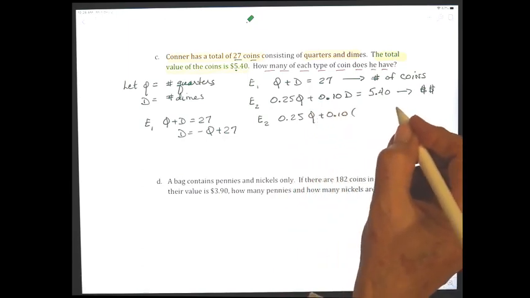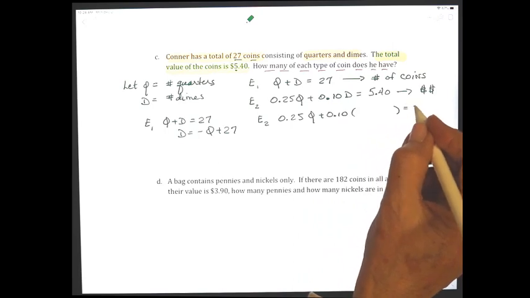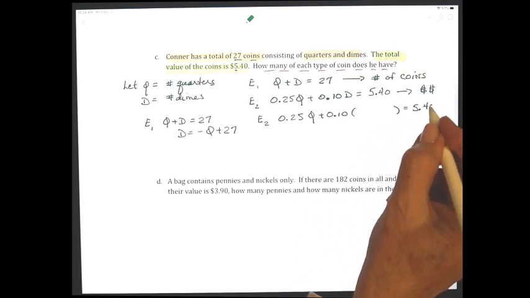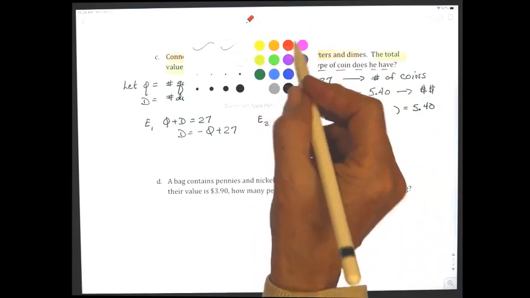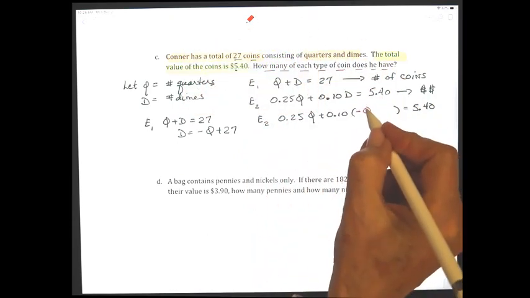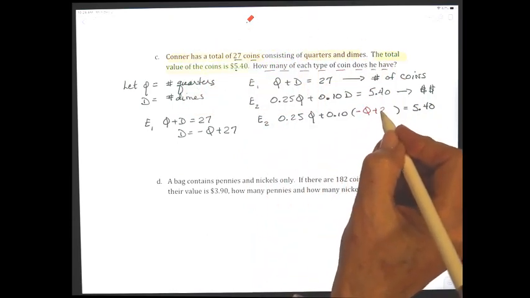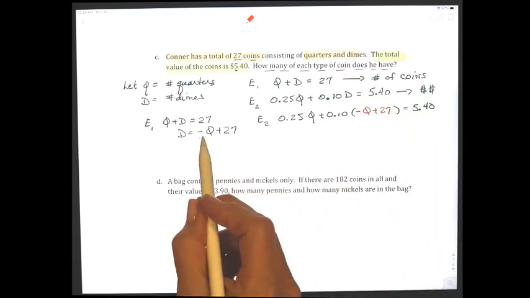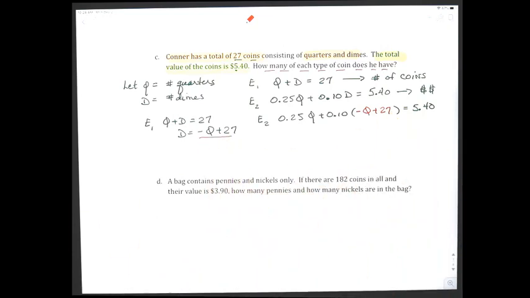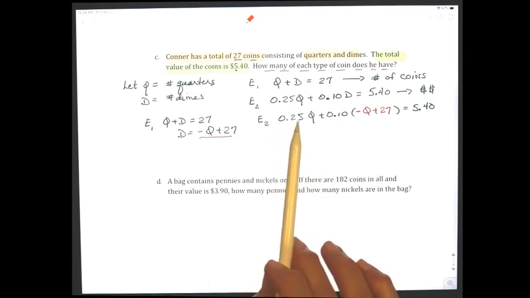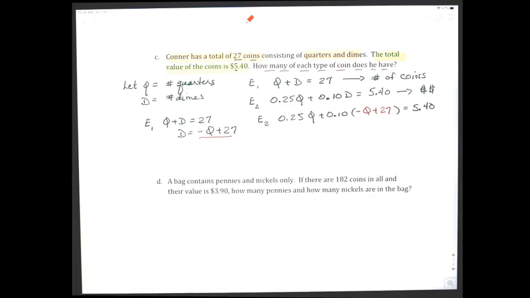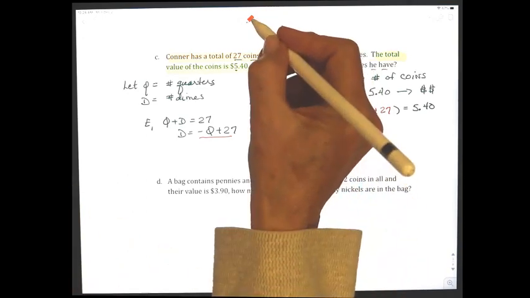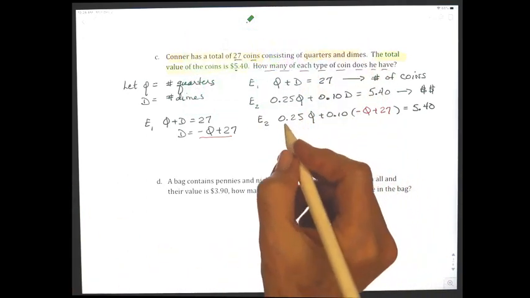And remove the letter D and replace it with this value for D that comes out of equation number 1. And now you can see, instead of having two variables, you've got an equation that only contains the letter Q. So we're going to solve for Q.